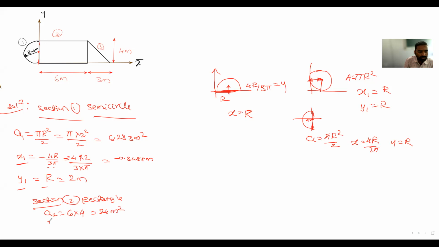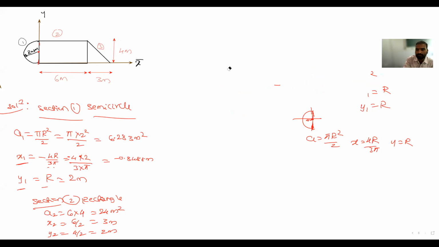Then x2. You have to calculate x2 from the reference axis. Along x direction it is 6 meter by 2, that is 3 meter. Then y2 is along y direction, it is 4 meter. Rectangle is 4 by 2, that is equal to 2 meter. Okay, next. So what is your third section?